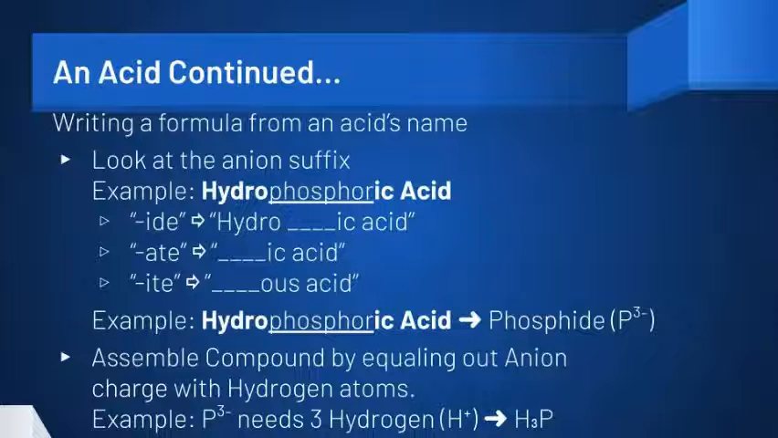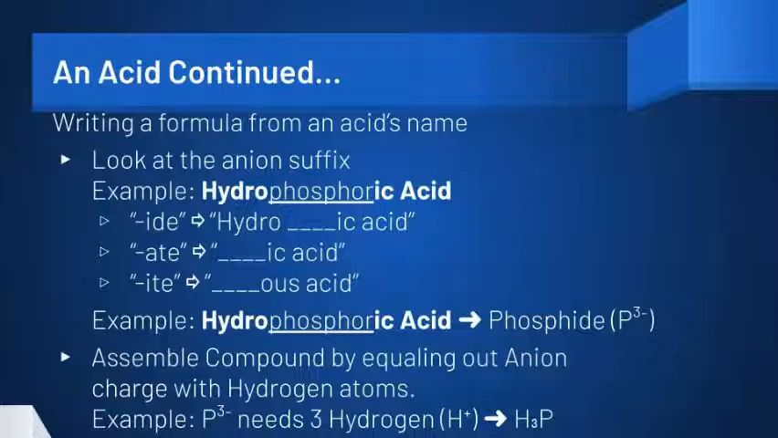Writing a formula from an acid's name is similar. First, we're going to look at the anion suffix. In this example, we have hydrophosphoric acid. Immediately, we can recognize that the root word there is phosphorus. And we know that hydro-blank-ic acid is anions that end in "ide." So we take phosphorus and add that ending, and we get phosphide, which is P with a 3- charge.